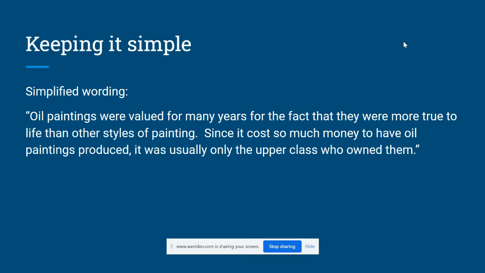Compare it to this: oil paintings were valued for many years for the fact that they were more true to life than other styles of painting. Since it cost so much money to have oil paintings produced, it was usually only the upper class who owned them. Notice that we're covering the same ground here. We've got the same two ideas about oil paintings and how true to life they are and how much money that they cost. I guess that's three ideas. Sorry. So all the ideas are here, but the wording is different. And because of the fact that the wording is simpler, both the words and the sentences work better to convey the ideas that were always behind the words, but didn't really come across before.